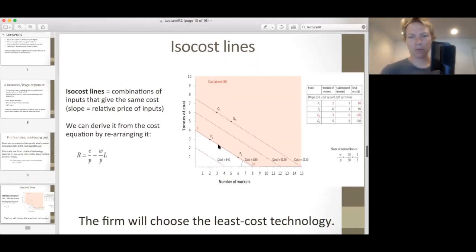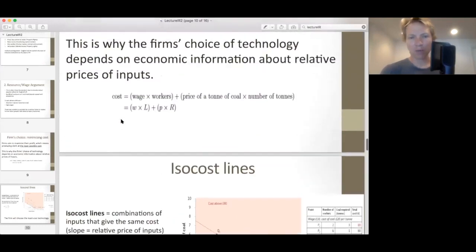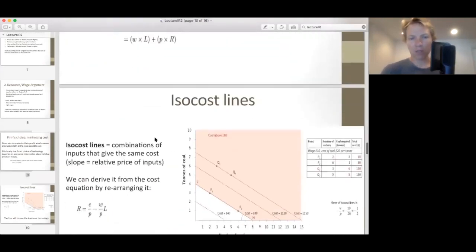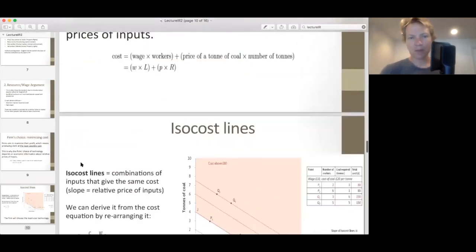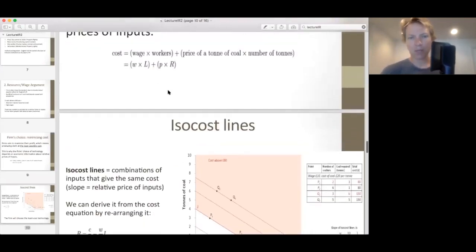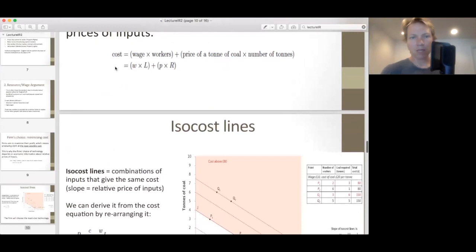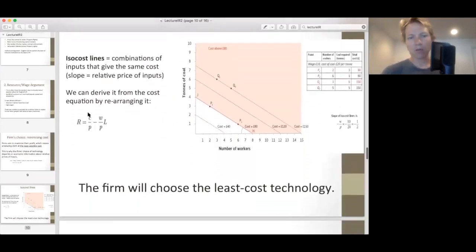Okay, so we can look at what's called the ISO cost lines, which is just if we rearrange this equation right here. We're going to bring W times L to this side, and then we're going to divide by P. That's all we're going to do. We're going to get these lines, along which cost will be the same. So if I use 4 tons of coal and no workers, that'll be the same as using 8 workers and no coal. So I can look at these 2 points, P1, P2, and they're going to cost the same.